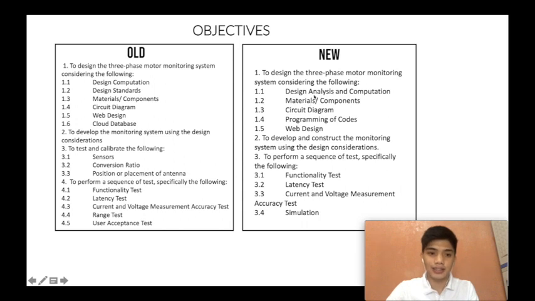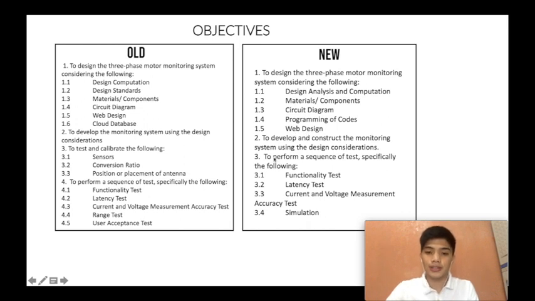So we added analysis up there. The next one, materials and components, is just the same, also the circuit diagram. With the web design and cloud database, we made it web design and programming of codes. For the web design, we think that the cloud database is included in the web design, so we made it just web design.